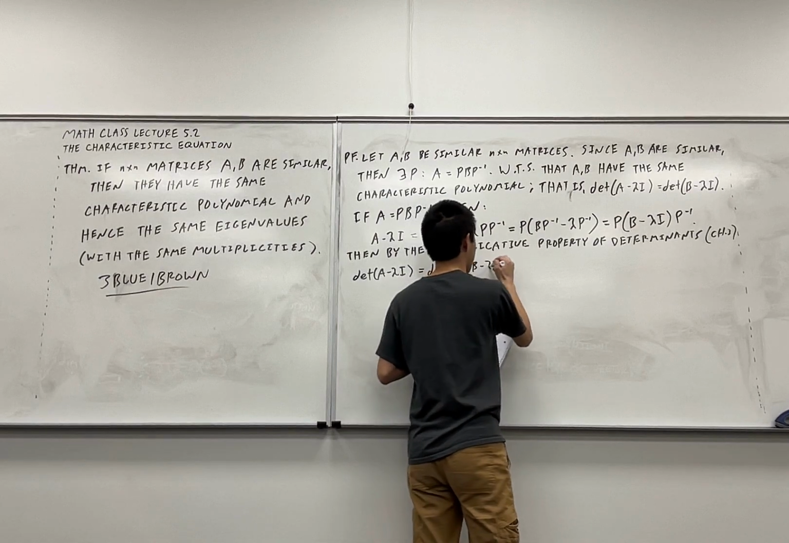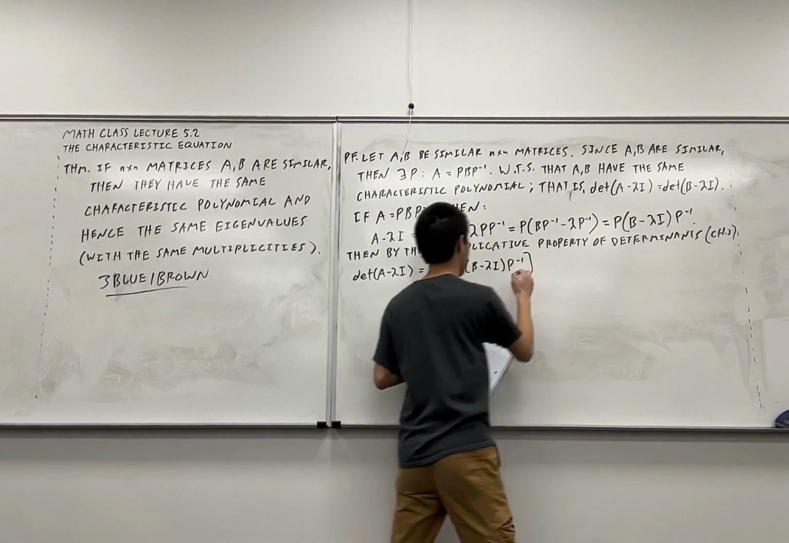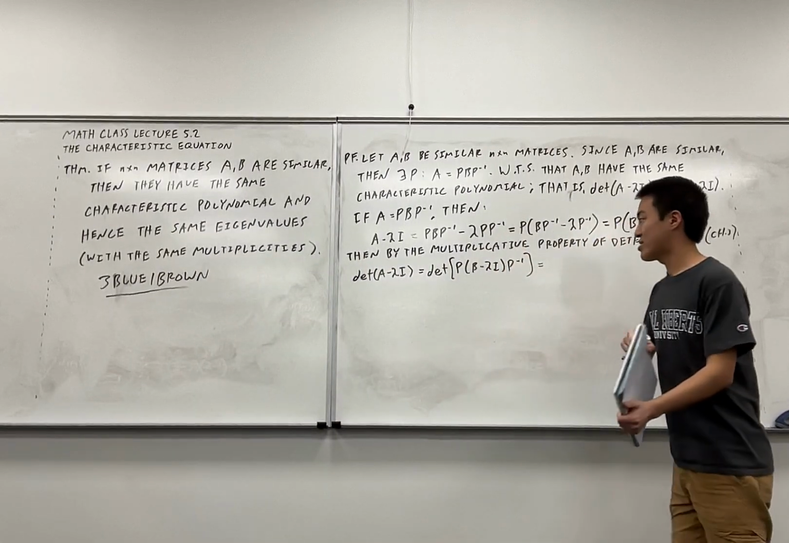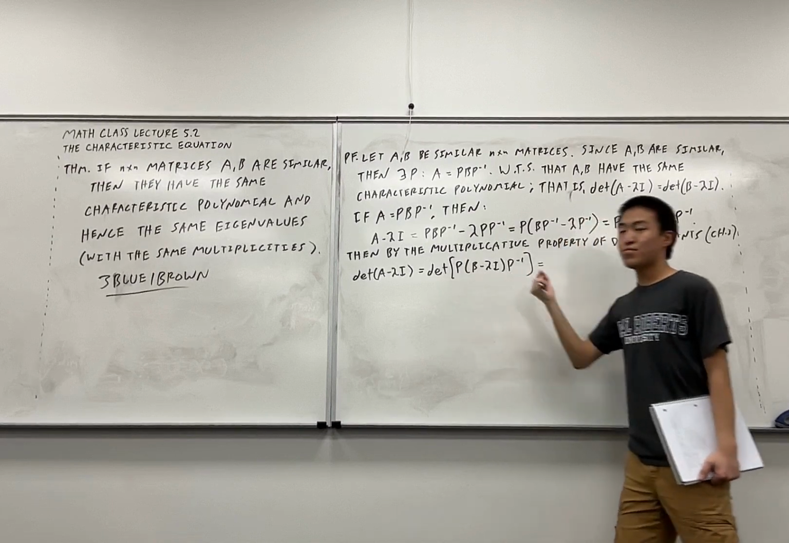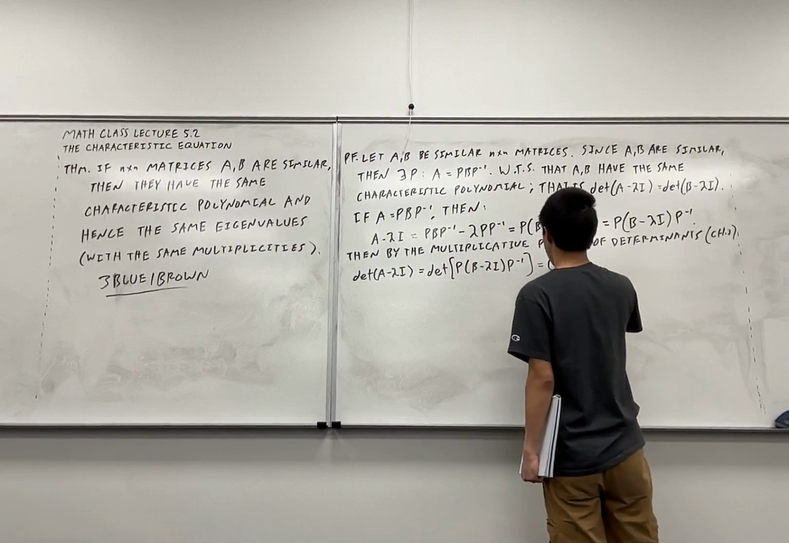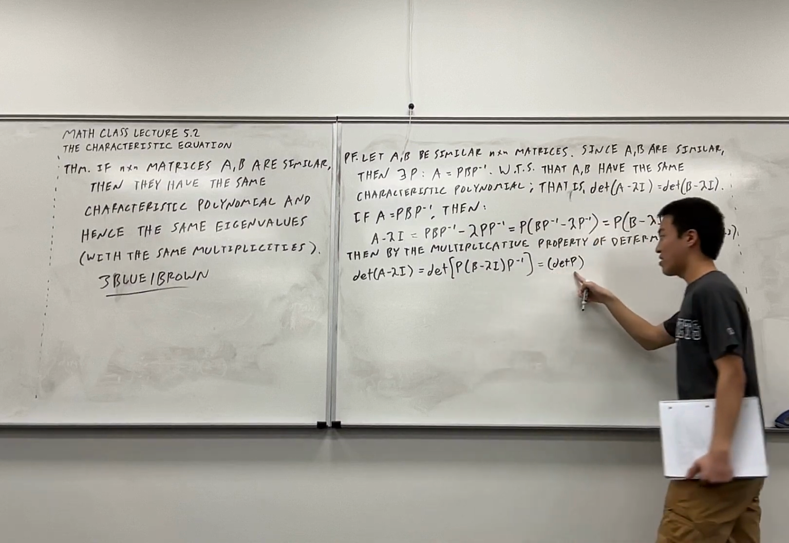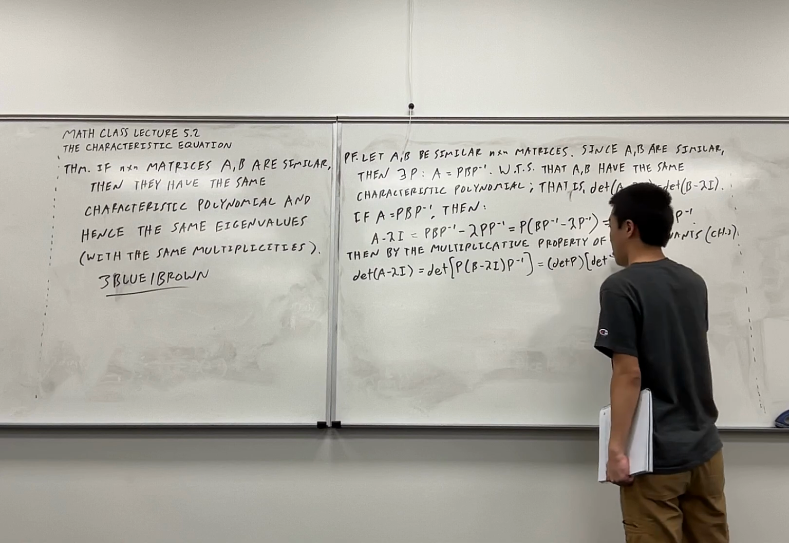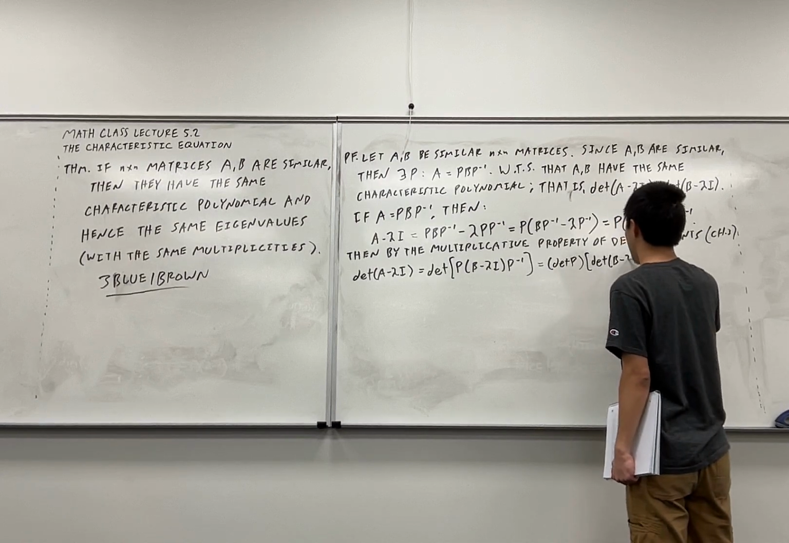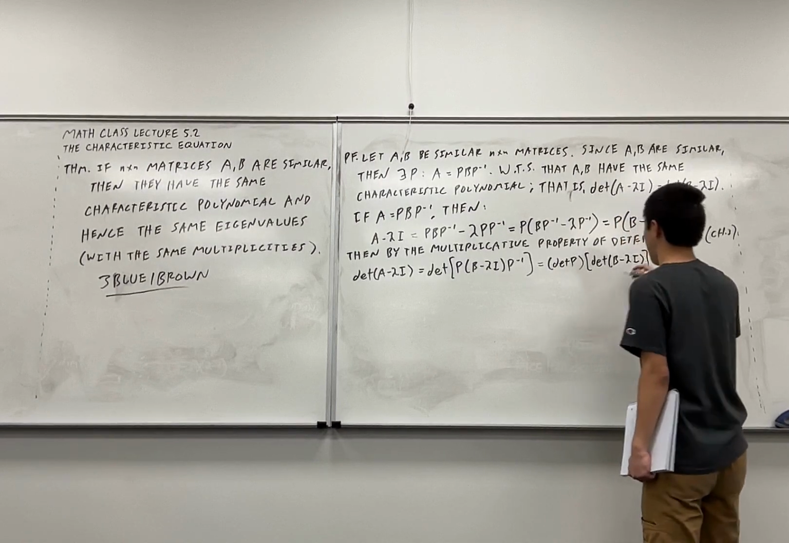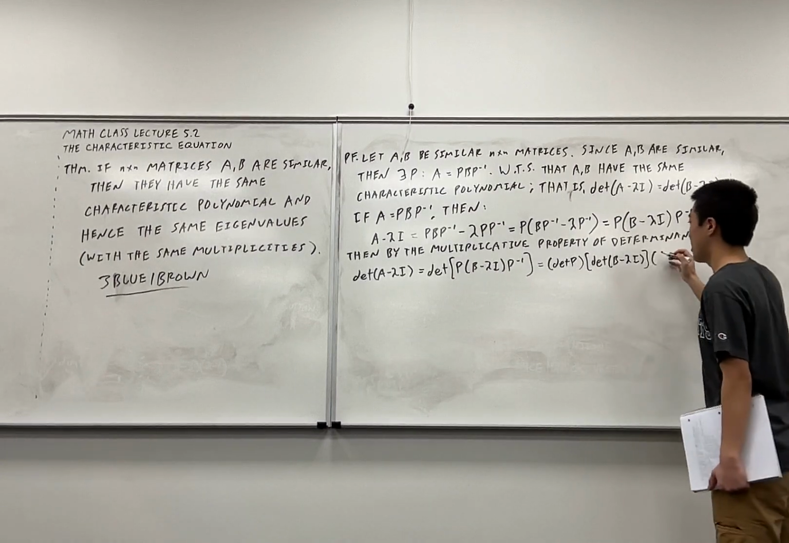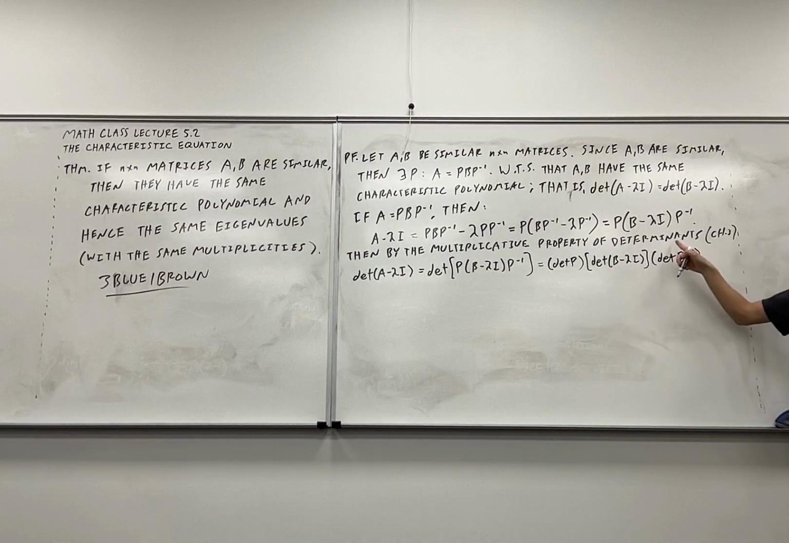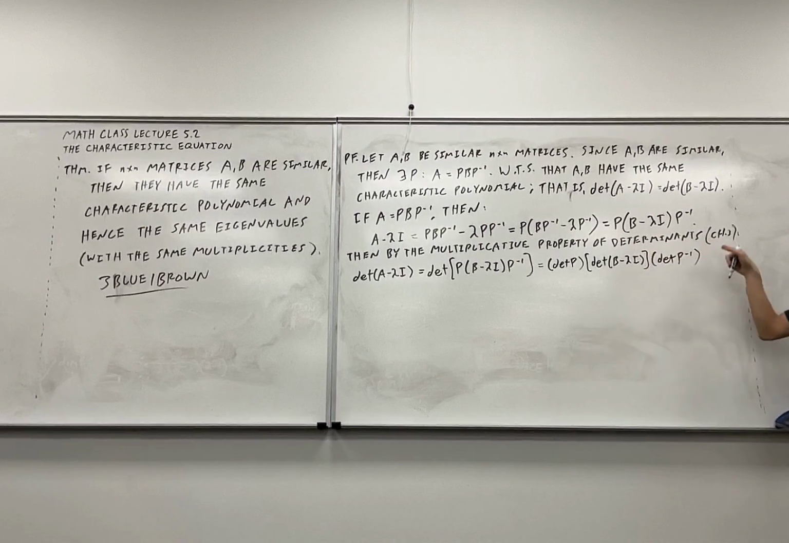P B minus lambda I times P inverse, all in the determinant there. And then that multiplicative property is letting me basically say the determinant of each individual matrix multiplied together. So this is really just the determinant of P taken as its own, multiplied by the determinant of B minus lambda I taken on its own, multiplied by the determinant of P inverse taken on its own. So that splitting up is a direct citation of this property of determinants here.